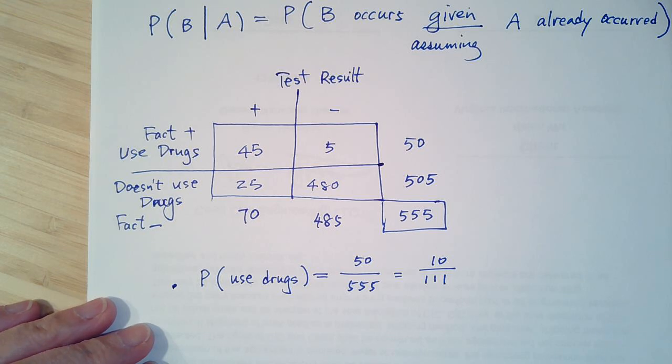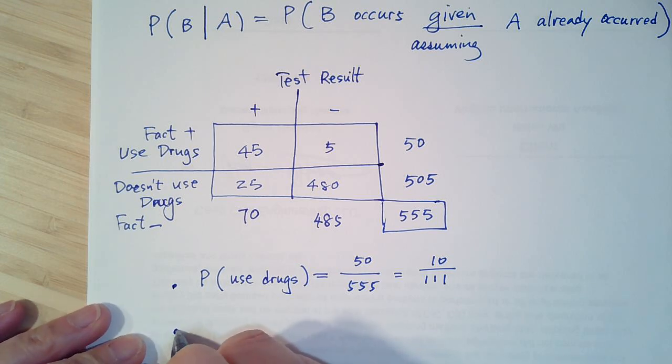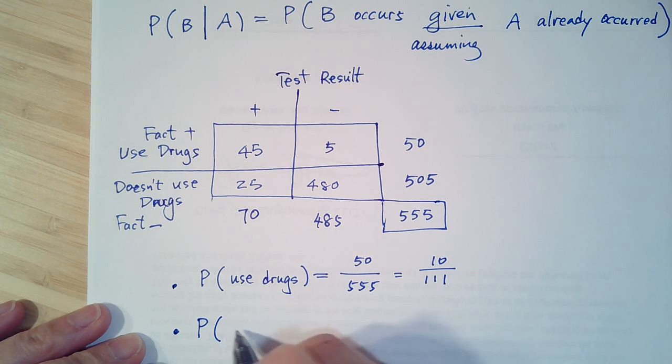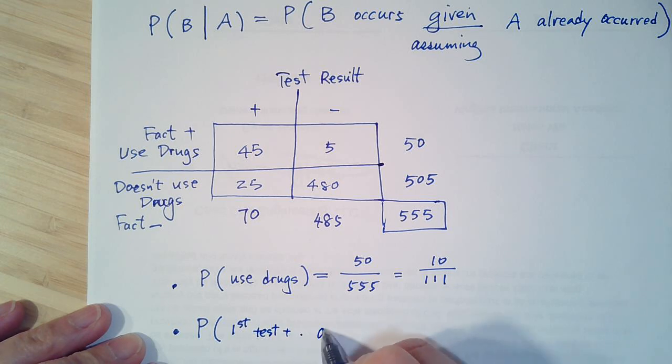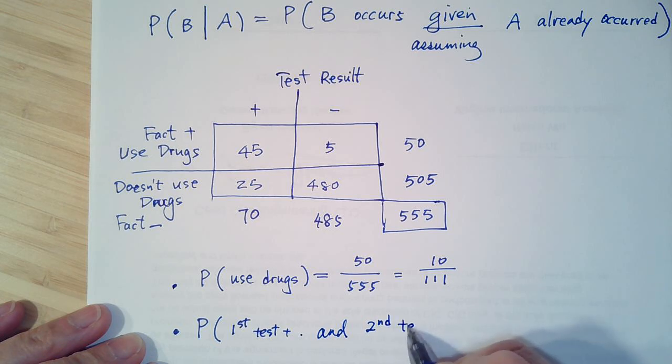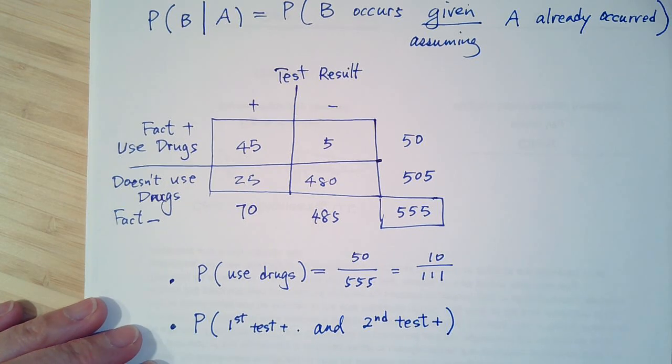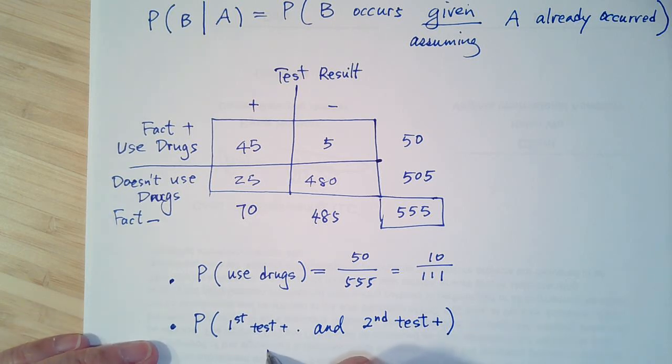Let me ask you the second one. What is the probability that you choose the first person, who tests positive, and the second person also tests positive? I have a little note here: no replacement.